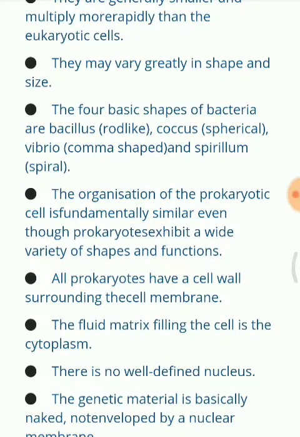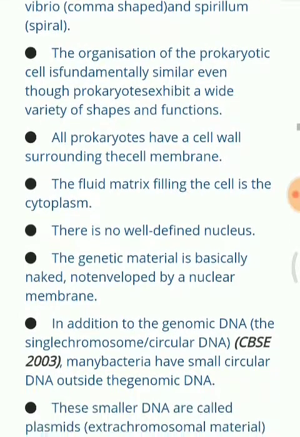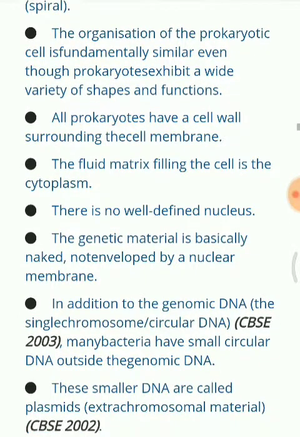The organization of a prokaryotic cell is fundamentally similar, even though prokaryotes exhibit a wide variety of shapes and functions. All prokaryotic cells have a cell wall surrounding the cell membrane. The fluid matrix filling the cell is called the cytoplasm. There is no well-defined nucleus.